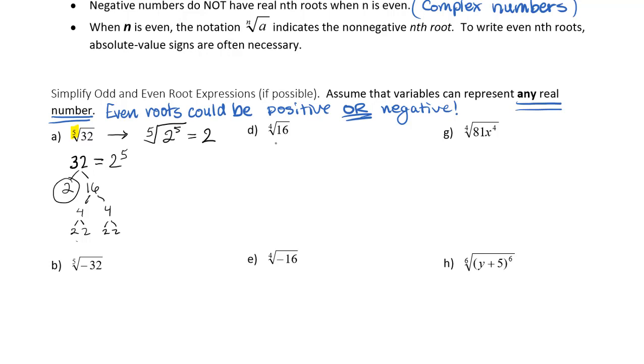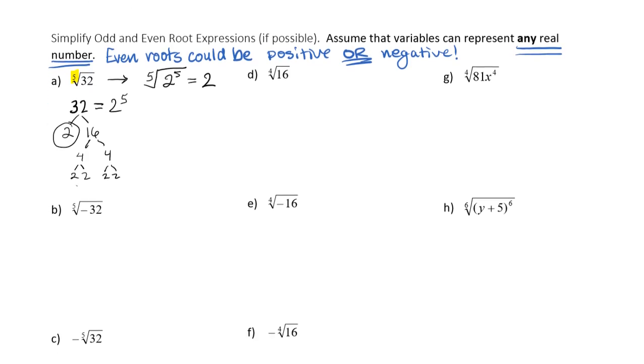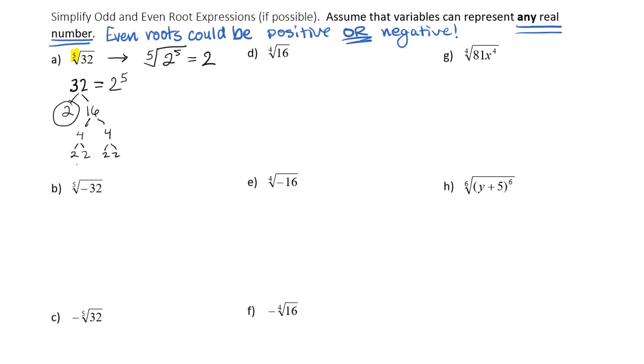Now let's look at B. We have the 5th root of negative 32. Well, we know that 2 to the 5th is 32, so negative 2 raised to the 5th must certainly be negative 32. In which case, our solution for the 5th root of negative 32 would just be negative 2.